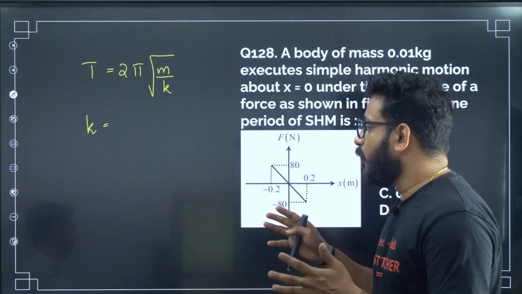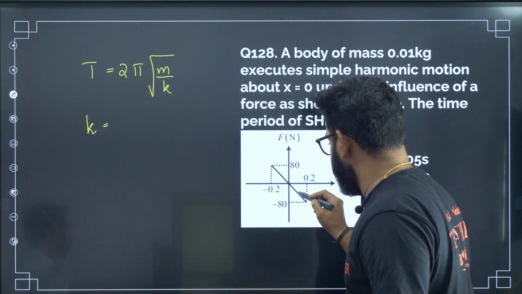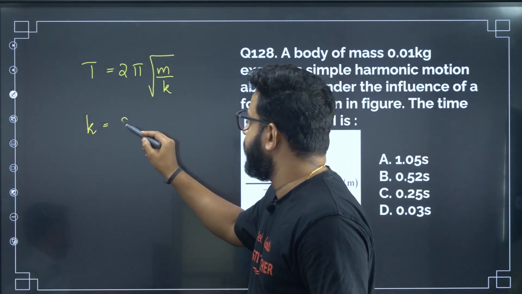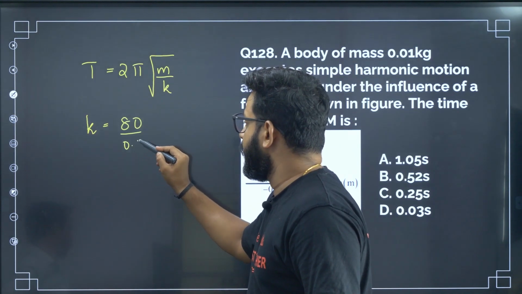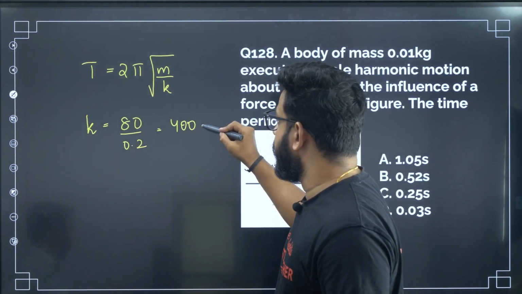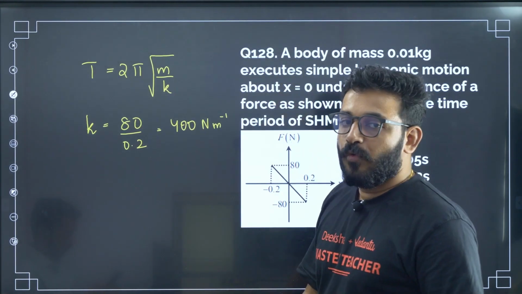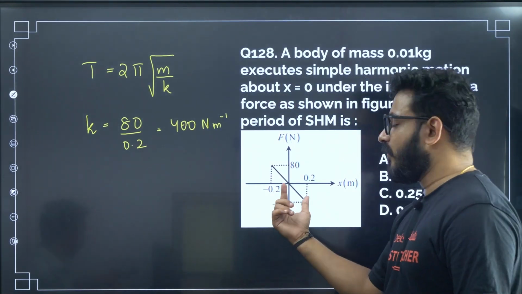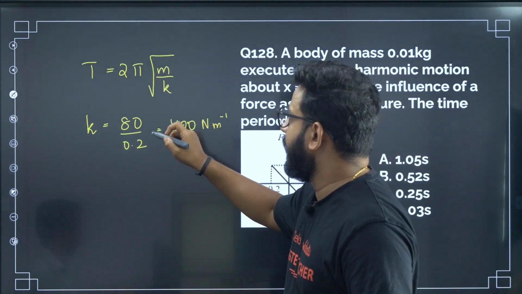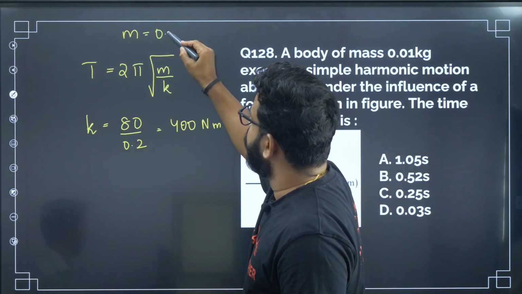So ultimately you will have the modulus of K as 80 minus 0 by 0.2 minus 0. So you will get 80 by 0.2, which is 400. 400 Newton per meter. That's the K. You can get it from the slope. Easily you can find the slope of the graph. So K value is this. Substitute here. M is already given as 0.01.